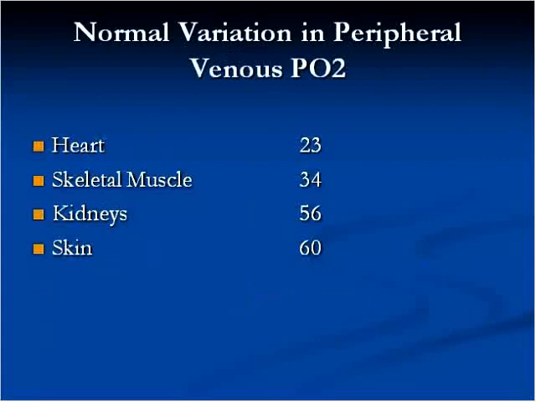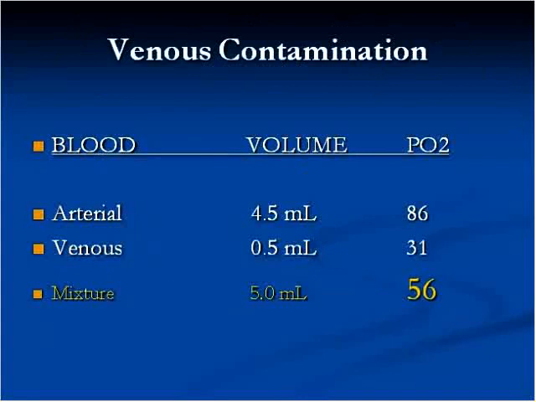Normal variation in peripheral venous PO2 can be quite significant. Venous blood leaving the heart typically would have a 23, skeletal muscle 34, skin, and that's a pretty big difference, and you could get skeletal muscle or skin during an arterial puncture. So there is a huge variation in peripheral venous oxygenation, and I personally would not recommend evaluating oxygenation with venous blood from a localized area.